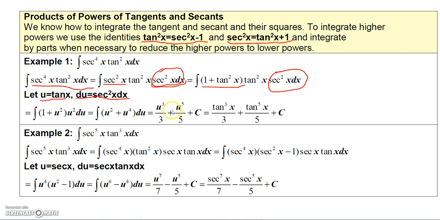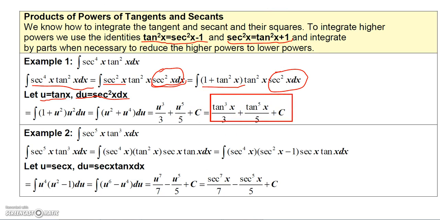You get u cubed over 3 plus u to the fifth over 5 plus a constant. Then replace u with tangent x, and you get tangent x cubed over 3 plus tangent x to the fifth over 5 plus a constant. And there's your final answer for that one.